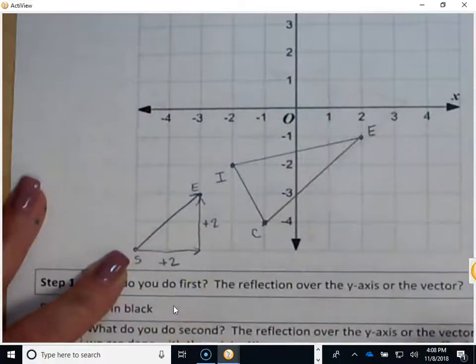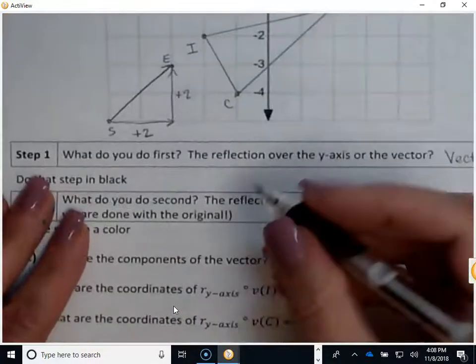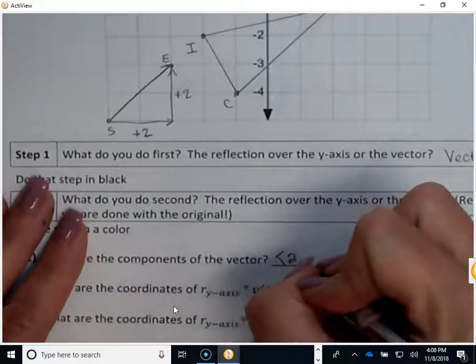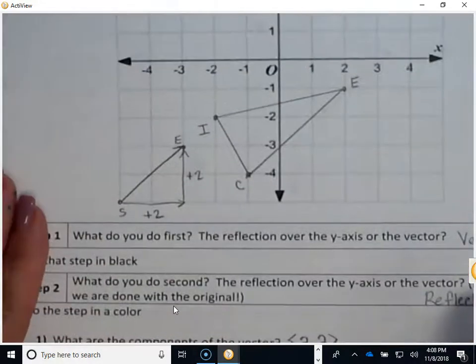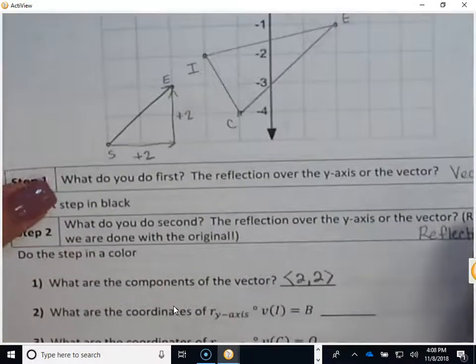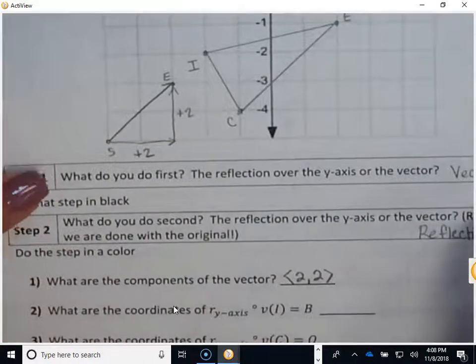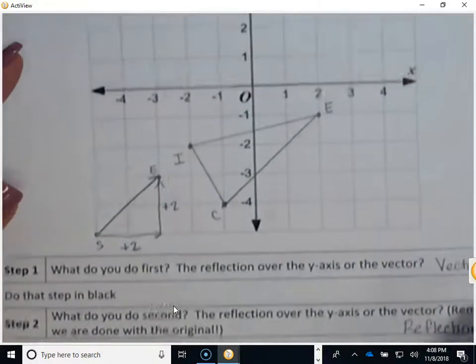So I'm going to go ahead and put that vector components down here. So they were both +2's. Okay. So sorry if I'm moving too fast. I'm trying to make this video not be an hour long, but it might be.